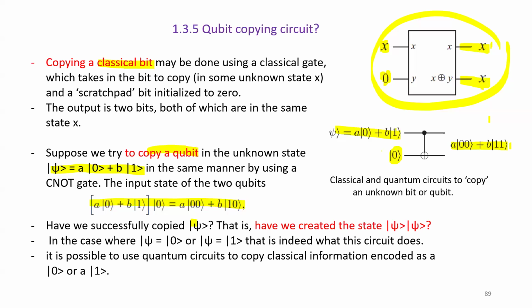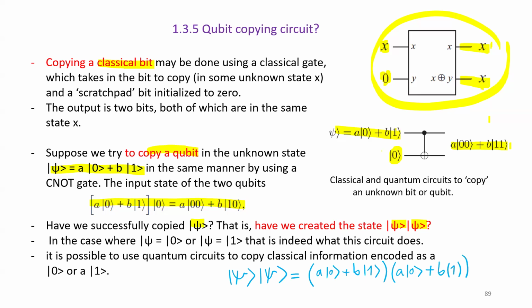Have we copied psi this way? Did we create two psi's? I mean, is it psi times psi? Let me show that here. To get psi, it means I have something like that. I'm gonna have A0 plus B1 times A0 plus B1. That's what it means.